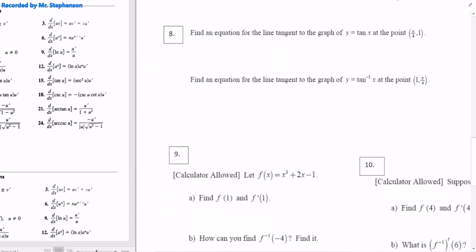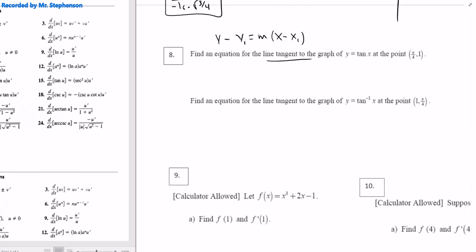Number 8 says find an equation for the tangent line to the graph of y equals tangent x at the point pi over 4, 1. So I need an equation of a tangent line. At this point, we should know that this means y minus y1 equals m times x minus x1, where m is the derivative at x1 and y1 is simply the original function value at x1. We're given both of those right here. We're given x1 and we're given f of x1, the y value. So all I need to do is find the slope.